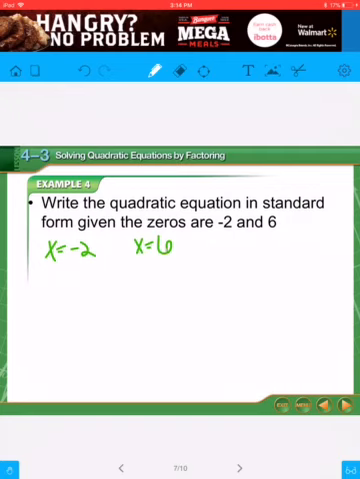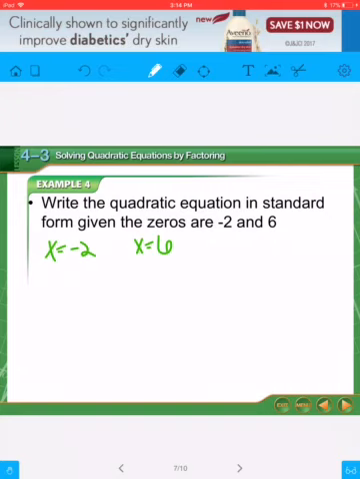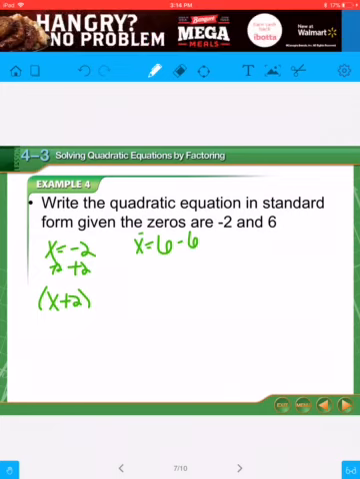So my first step is I need to go from writing my solutions to putting them back into factored form. So I'm going to move my numbers back over. It's negative 2 here, so I'm going to add 2 to each side. So one of my factors is x plus 2. Over here I have x equals 6, so to move 6 over, I'm going to have to subtract 6 from each side. So my second factor is x minus 6.